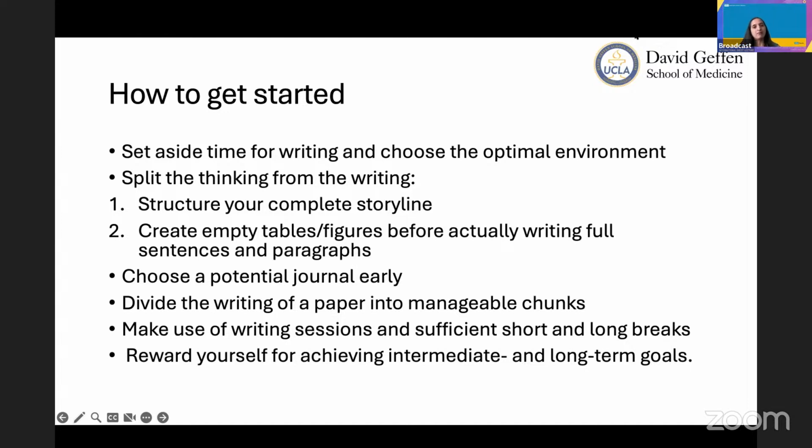Then every paper should be divided into smaller chunks, so that it's easier to write smaller chunks at a time rather than thinking of it as a big project at once. And then take some breaks. Write for some time, take a break, and there could be shorter breaks, there could be longer breaks. So keep enough time to write any paper or proposal. And then if you write and finish it, reward yourself. Like you say that if I finish this, I'm going to reward myself with this. And I think rewarding yourself intermittently is really important.